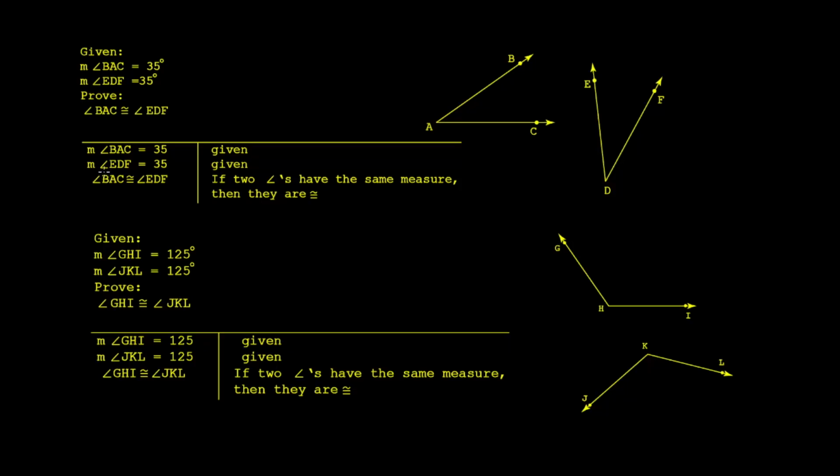Measure of angle BAC is congruent to angle EDF. If two angles have the same measure, then they are congruent. Notice the if, then. If two angles have the same measure, then they are congruent.